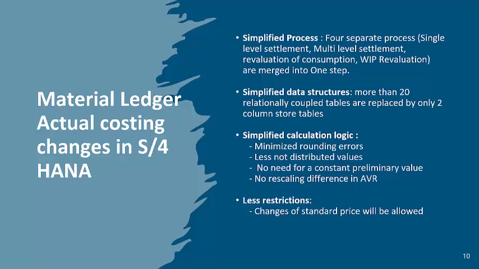Simplified process. There were four separate processes: single level, multi-level, revaluation of consumption, and WIP revaluation. All of these are now merged into one step. Simplified data structures. More than 20 relationally coupled tables are replaced by only two column-stored tables. Simplified calculation logic. Minimized rounding errors, fewer not-distributed values, no need for a constant preliminary value, no rescaling differences in AVR.